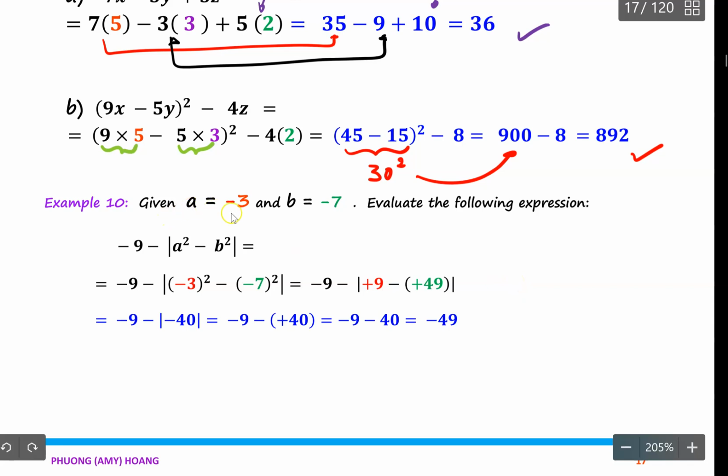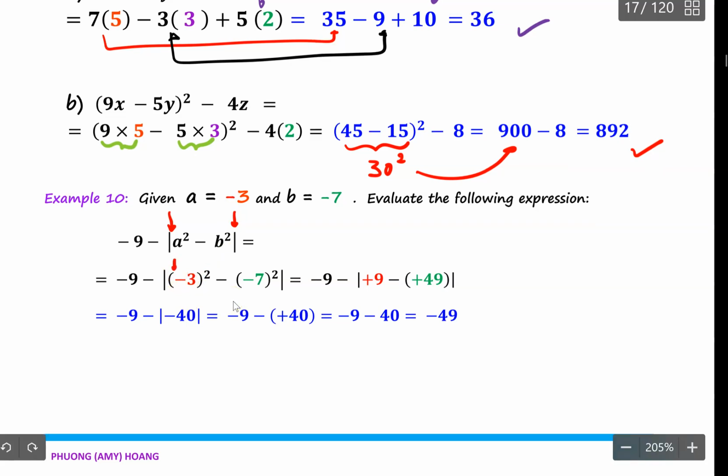Given A equal to negative 3 and B equal to negative 7, evaluate the following expressions. The expression says I have negative 9 subtract, and don't forget, these are the absolute values. I will substitute A as negative 3, but A squared, and A is equal to negative 3. That means I have to square the entire negative 3. So therefore, I put in the brackets. The very first step is to substitute the value into this absolute value before we can do anything else.